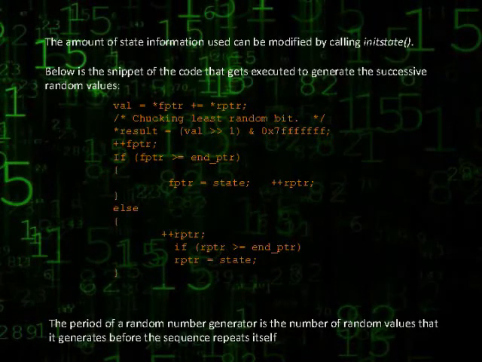Recall that the period of a random number generator is the number of random values that it generates before the sequence repeats itself. For this generator, the size of the period will depend on the amount of state information used. According to the Linux man page for random, when using the default of 128 bytes of state information, the period is approximately 16 × (2^31 - 1).